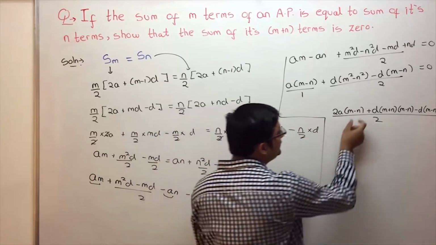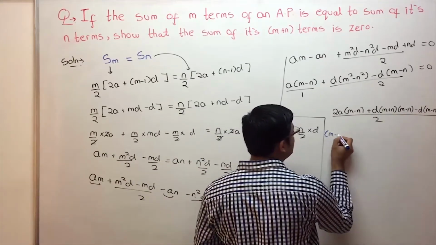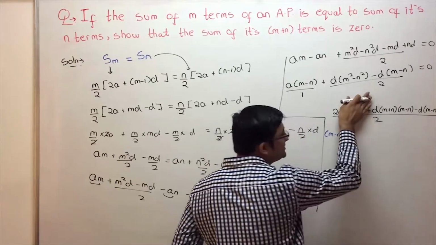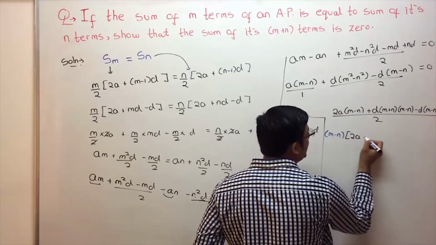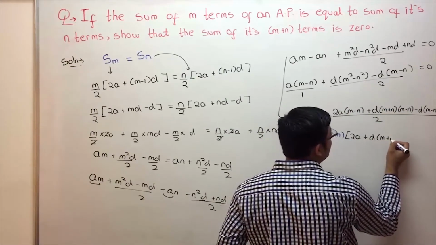Right? Now from each of these terms, I'll take m minus n common. So what remains inside? See, m minus n gone. So we have 2a plus, again m minus n gone, so d into m plus n.